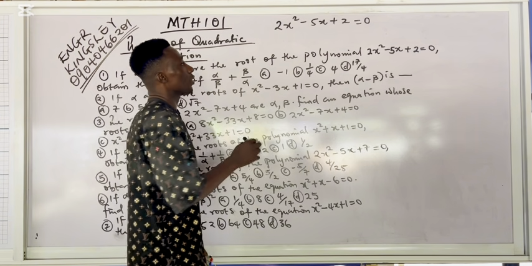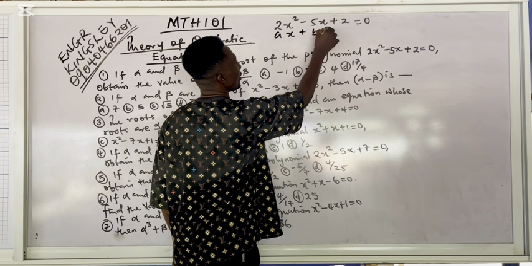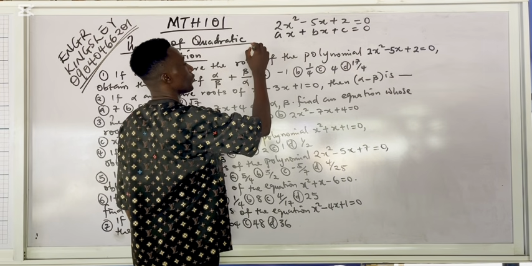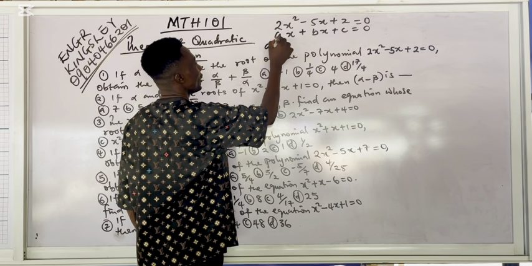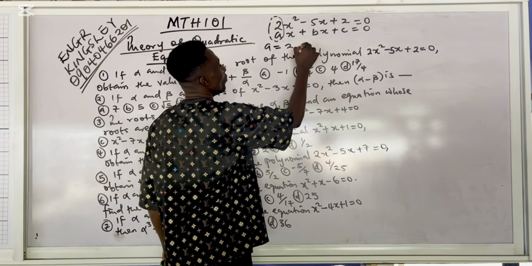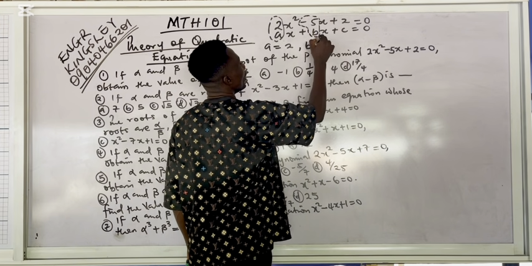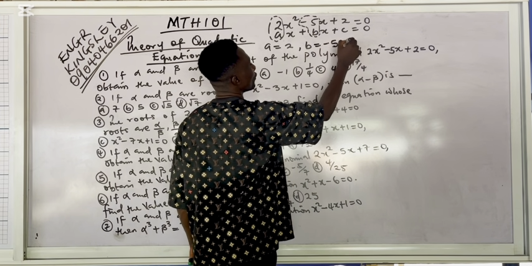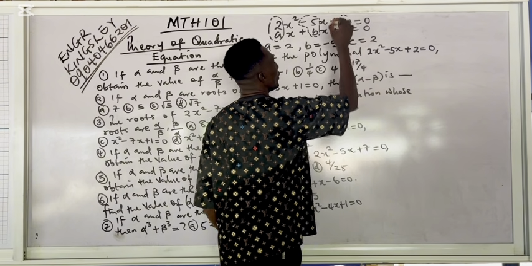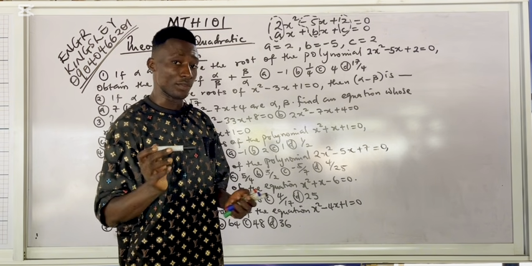Okay, the first thing one has to do is to identify the coefficients of the quadratic equation. The coefficients of this quadratic equation are: a is 2, b is minus 5, and c is 2. Once you know the coefficients of this quadratic equation, you are done with the solution.